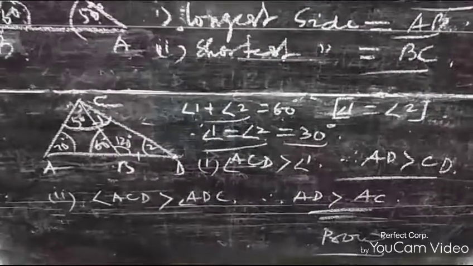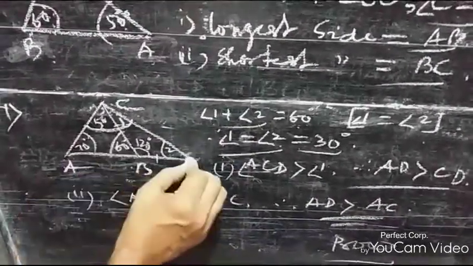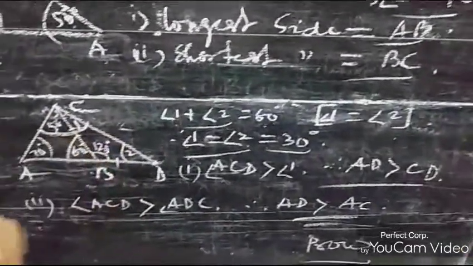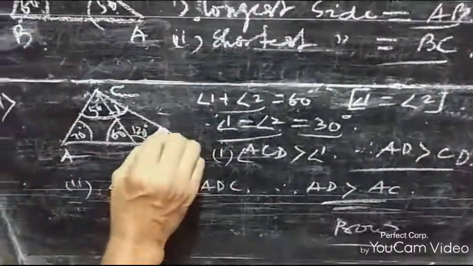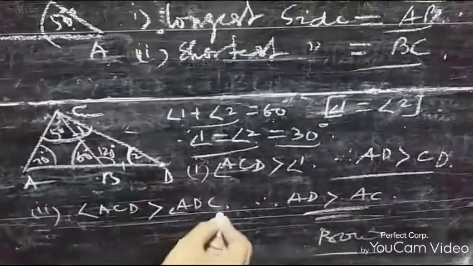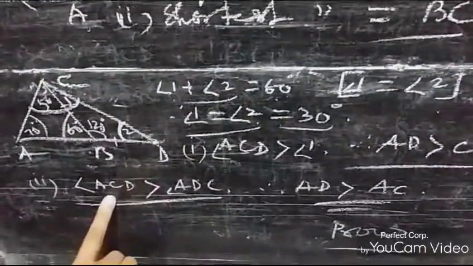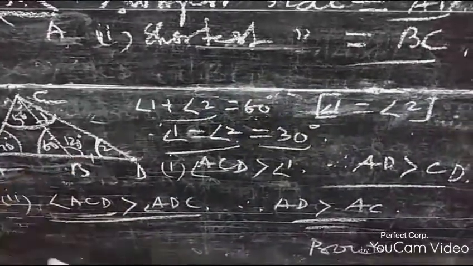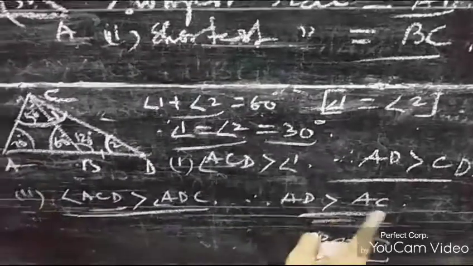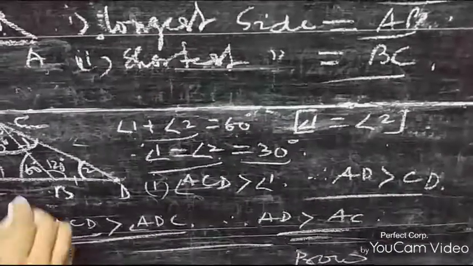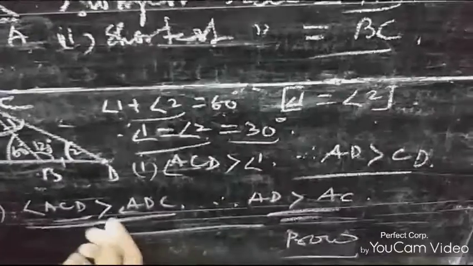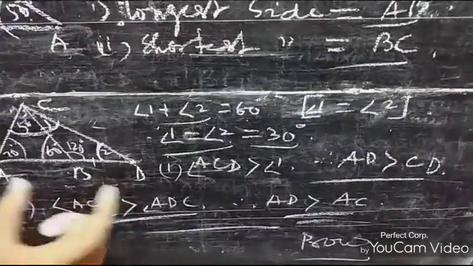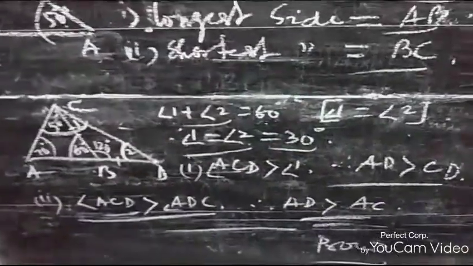Number 2, what is asked for? AD is this side and is greater than AC. See, AD is opposite to 80 degrees and AC is opposite to this 30 degrees. So angle ACD is greater than angle ADC, so you can say AD is greater than AC. In this way, the side opposite the greater angle is greater, and the side opposite the lower angle is smaller.